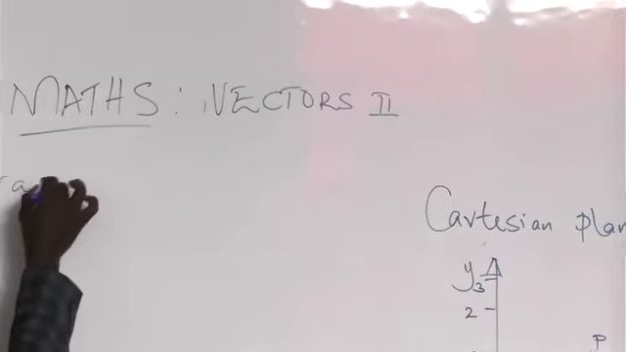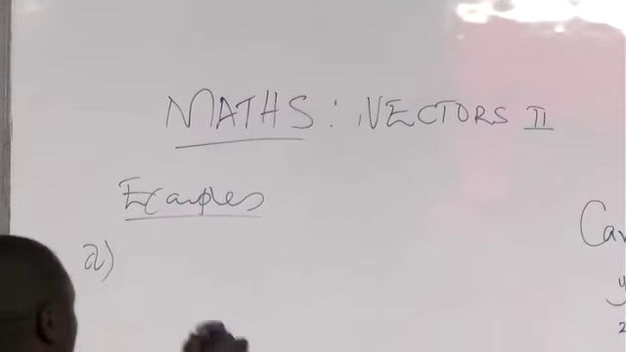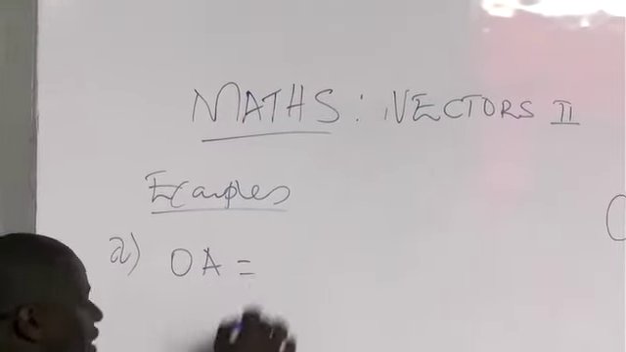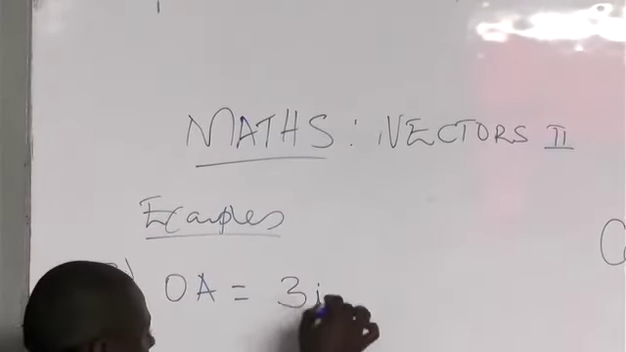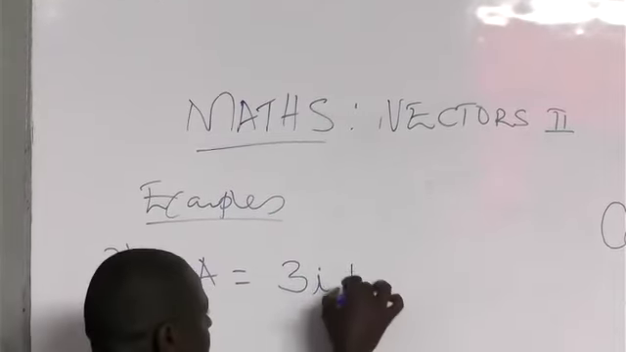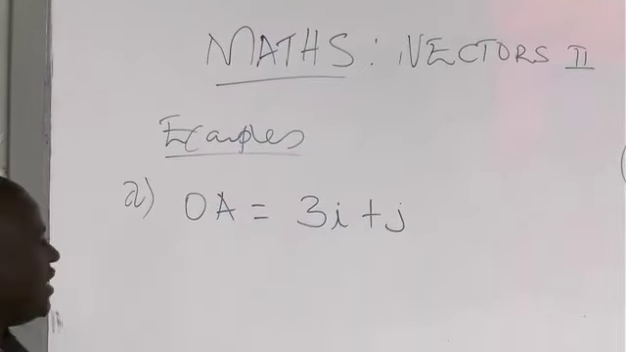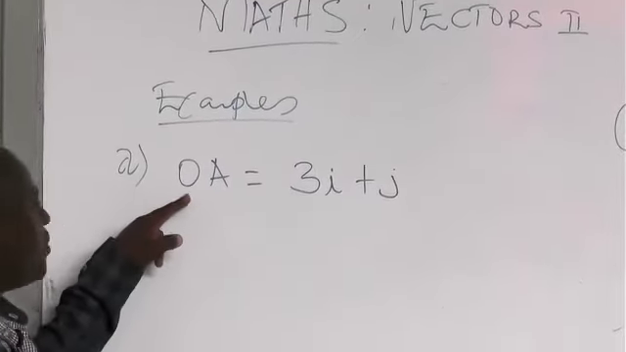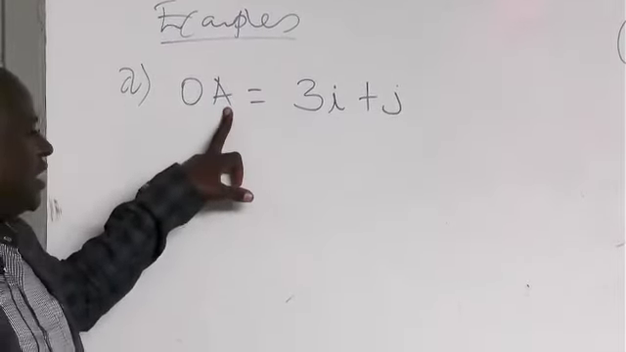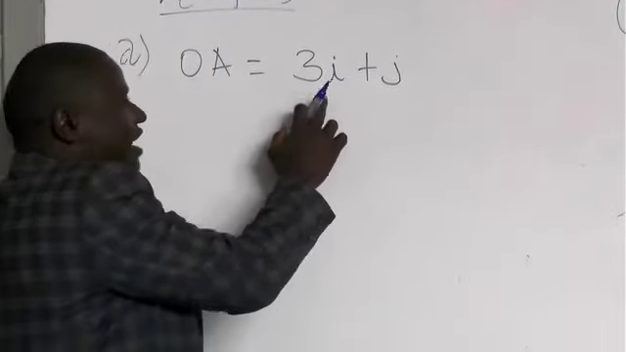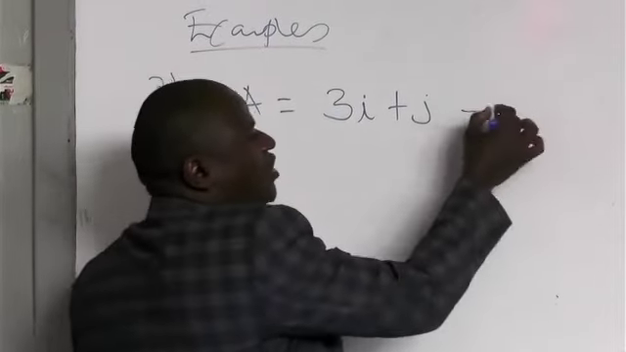Examples. A, you could have a point like OA, and it's written for you. OA is 3i plus j. Simply, what this means is that this point starts from an origin O to a certain point A. And that point, read as 3i plus j, this expression is called a unit vector.